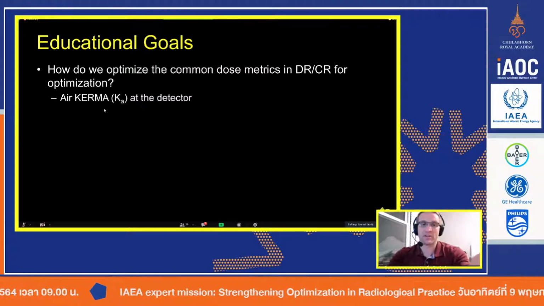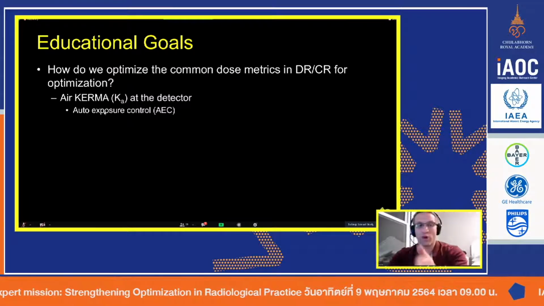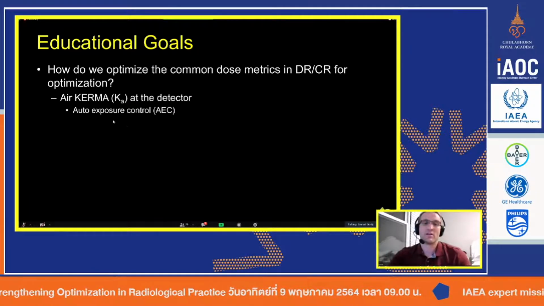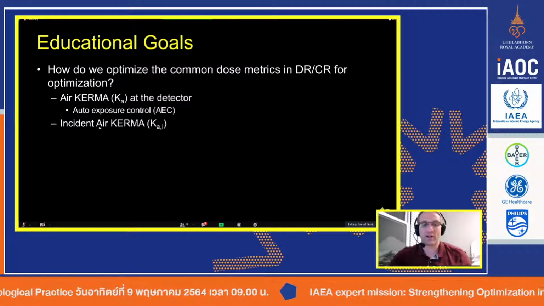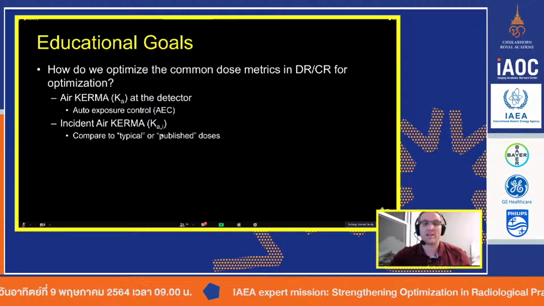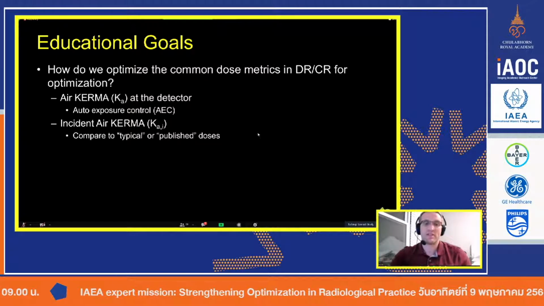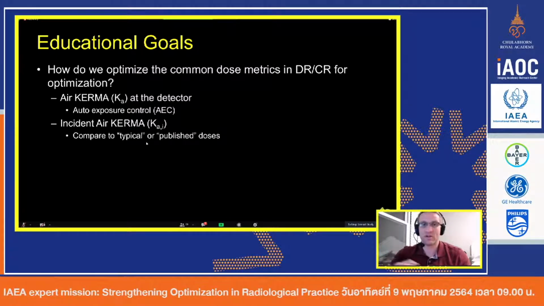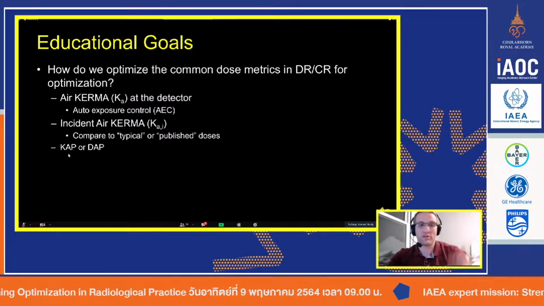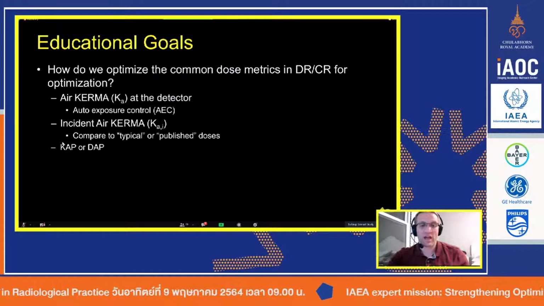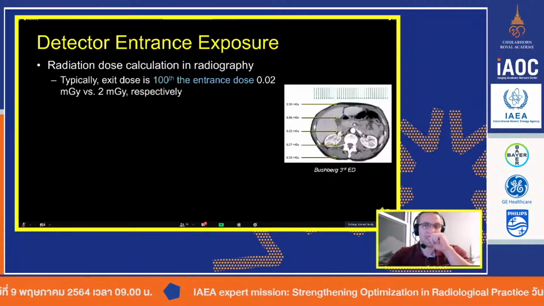So we talked about the error curve at the detector. We calibrate this, we establish this so we get proper auto exposure control, AEC performance, on each system. And then we talked about the incident error curve, which is the value that is more typical to a patient or a population, depending on how you're calculating it. These are the values we compare to published doses. We're going to compare it to the national DRLs that Thailand, for example, has built or measured and developed. We can use our CAP or DAP, and then we have the EI and DI, which we're going to focus on.